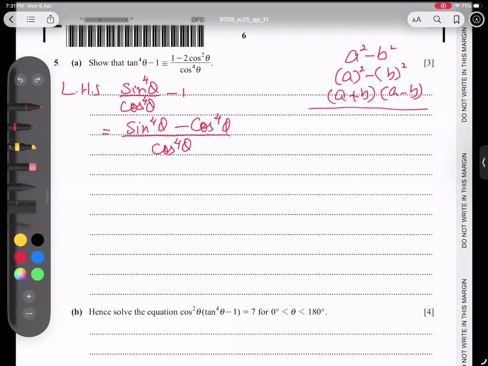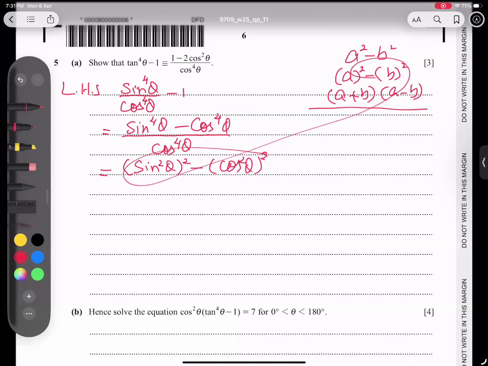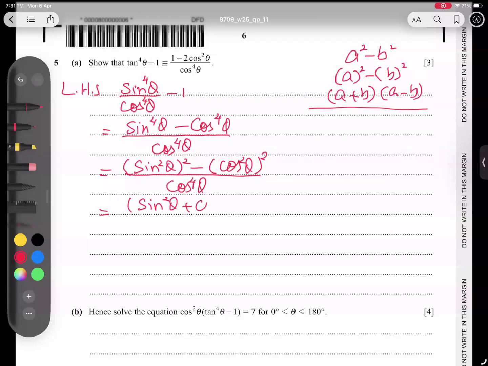So same story here. I am writing square. This is sine squared theta minus cos squared theta. Same technique I'm applying, and divided by cos to the power 4 remains the same. Now, one time these two values add and one time subtract. So look, I'm writing sine squared theta plus cos squared theta and sine squared theta minus cos squared theta.